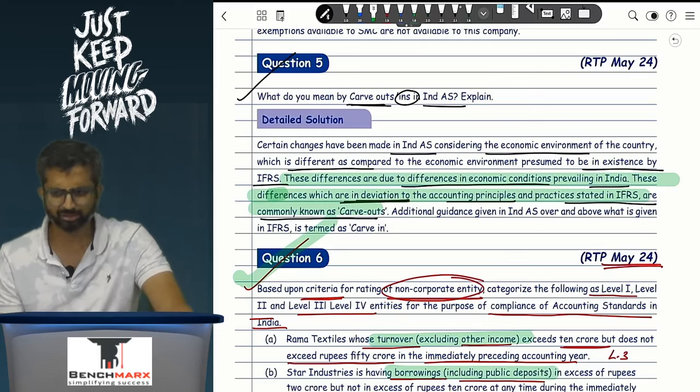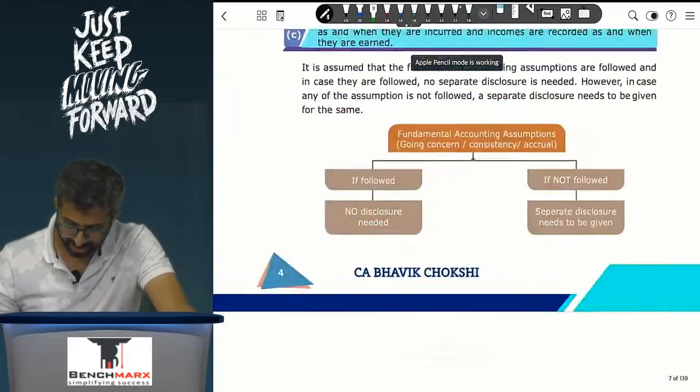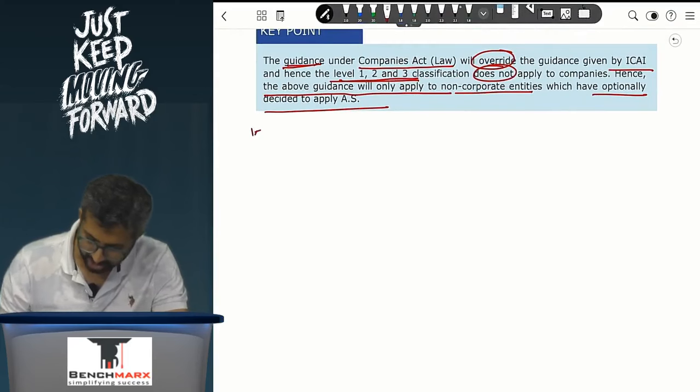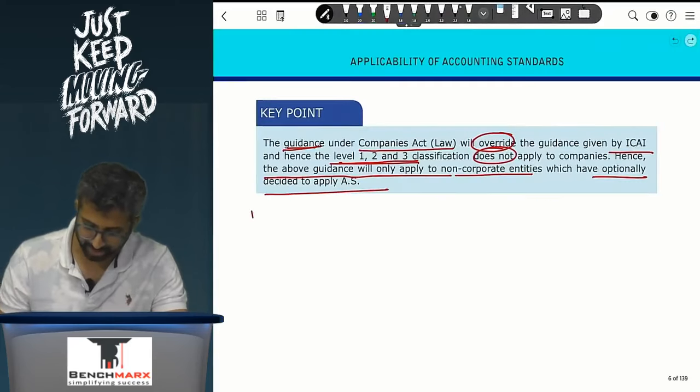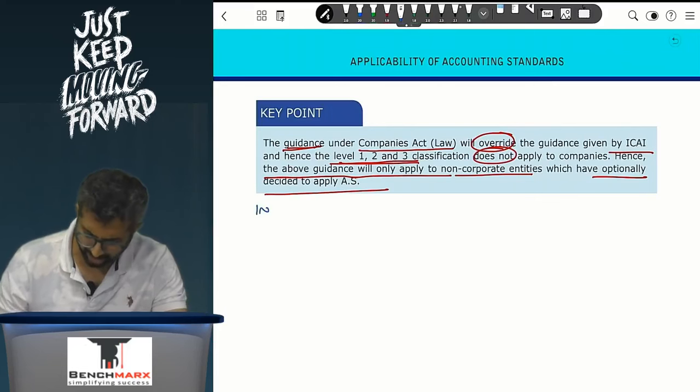Are we clear with this? Is everyone clear? Yes. So what we will do is we will write down over here, there is some space, a small note regarding Ind AS. We are on page 3 of your velocity book. Write down a small note about Ind AS from an exam perspective.